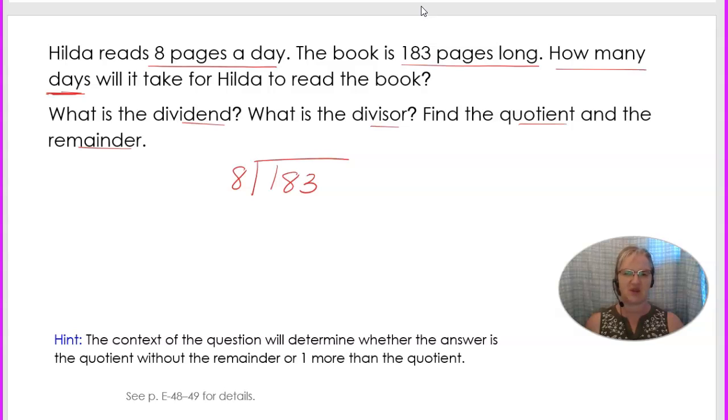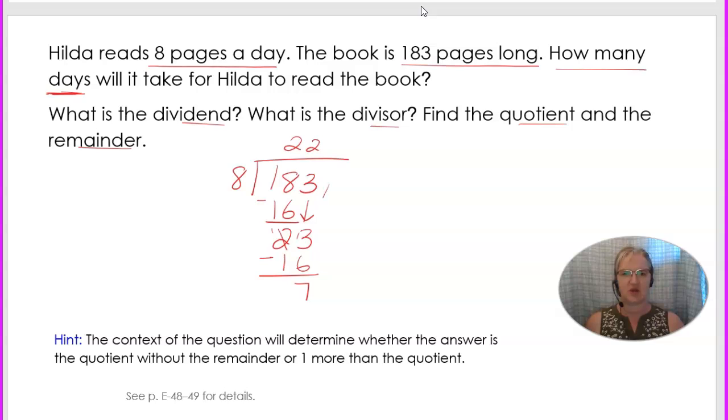So let's look at this. 1 divided by 8 we can't do. 18 divided by 8, we can do that. That will be 2. 8 times 2 is 16. 18 minus 16 is 2. Bring down the 3. 23 divided by 8 will be 2 again, because 3 times 8 will be 24, and that's too much. We can't subtract 24 from 23, so we have to use 16 again. 23 minus 16, oh, we have to borrow. 13 minus 6 will be 7, and 1 minus 1 is 0.